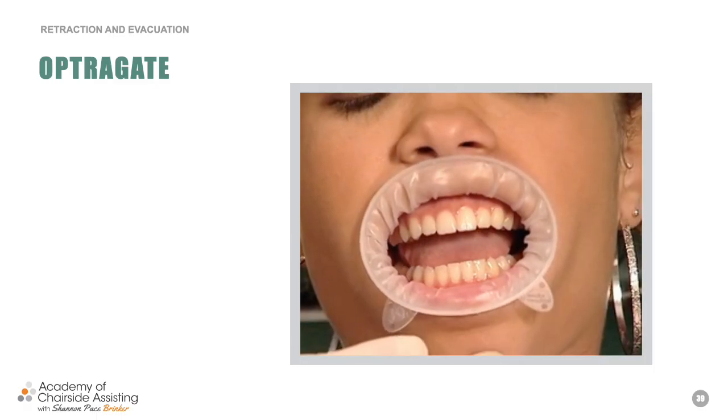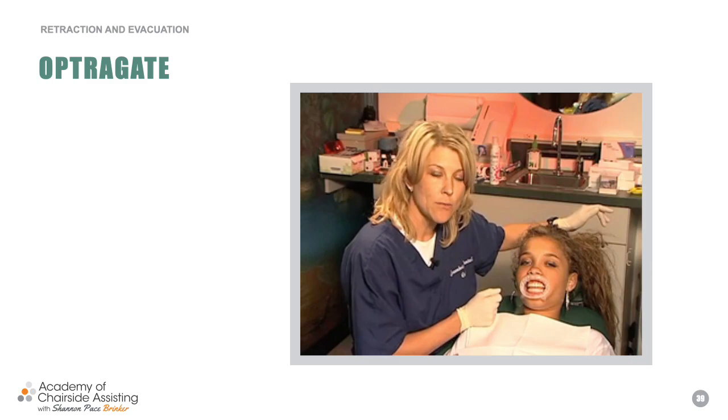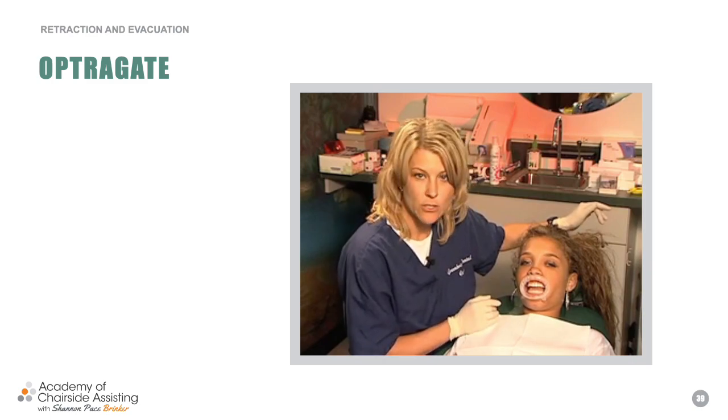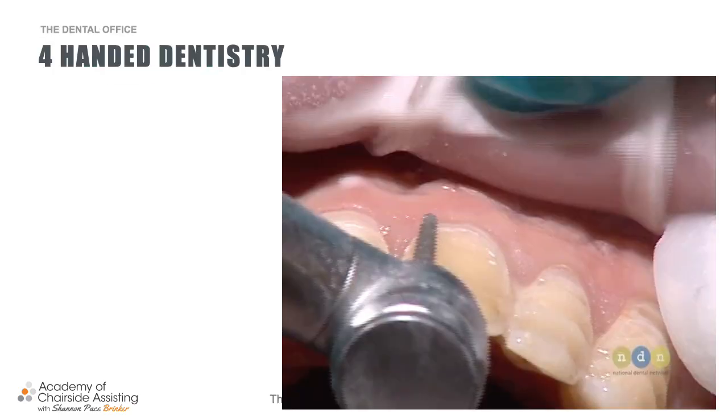Yeah. And this is called the OptraGate Junior. Again, it comes in regular and small. Most patients are smalls, but we also have some patients that are juniors. And we really like that.